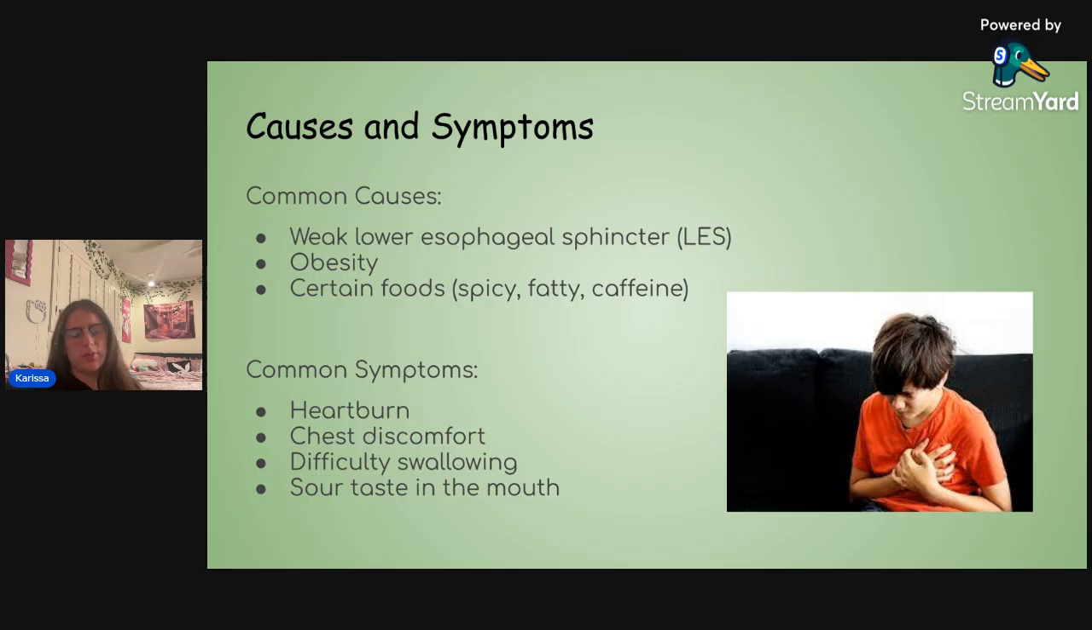Some common symptoms are, of course, heartburn, like I mentioned. There's a lot of chest discomfort with this and pain. There's difficulty swallowing, and you get a sour taste in your mouth.